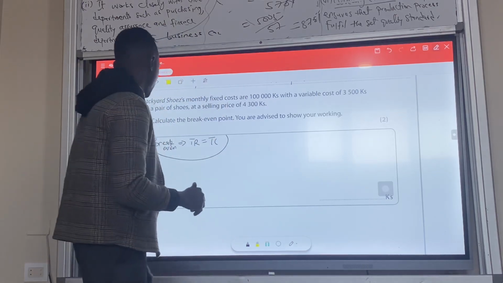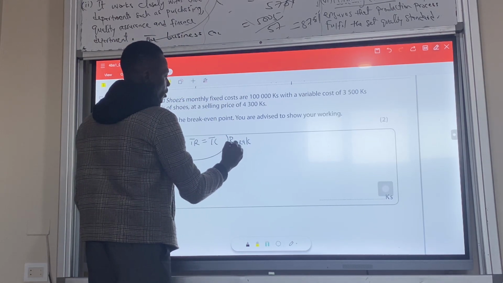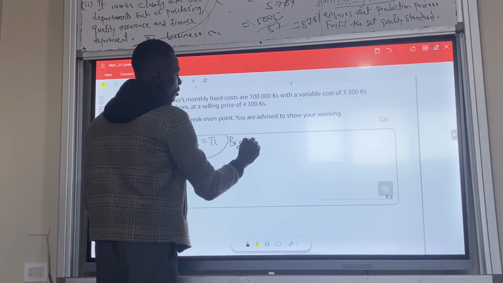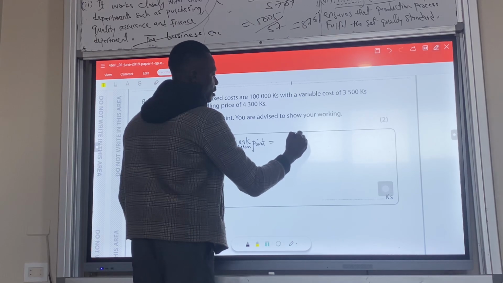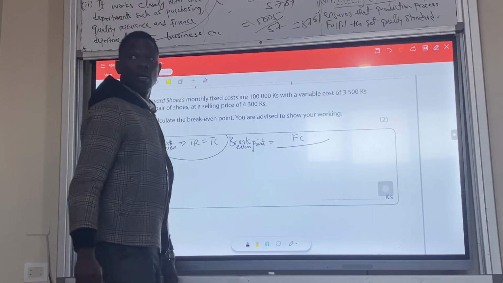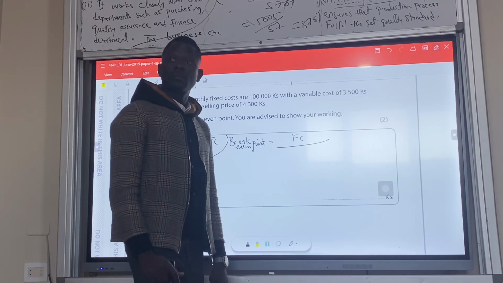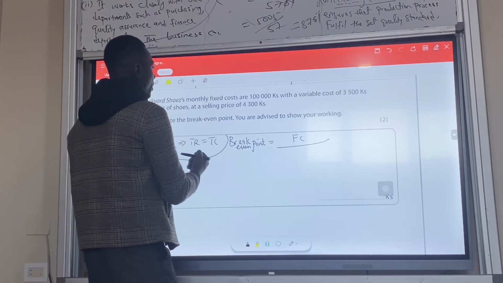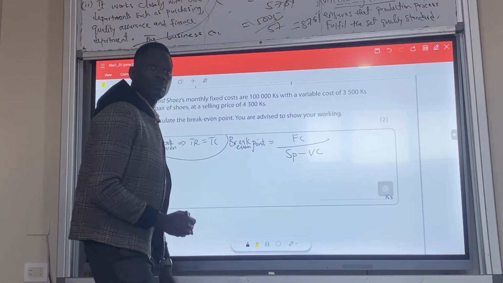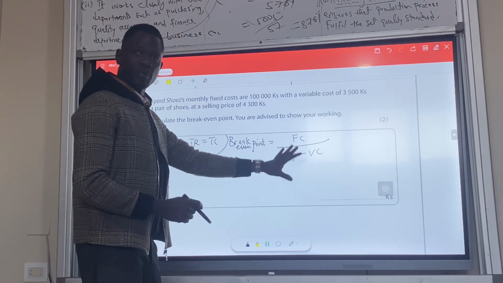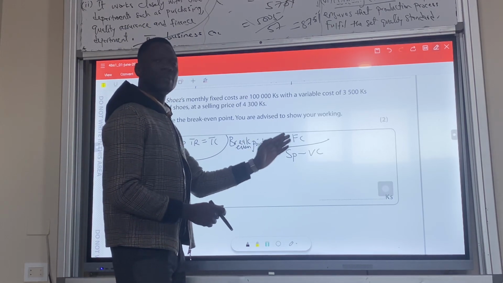So for break-even points, the formula for break-even point equals fixed cost divided by selling price minus variable cost. This is the formula for break-even point. Are you with me, please? Fixed cost divided by selling price minus variable cost.